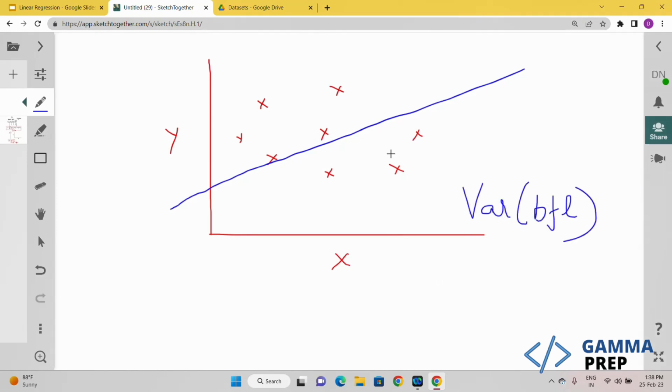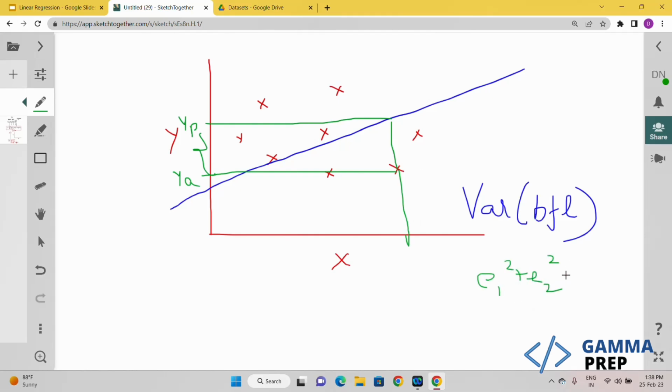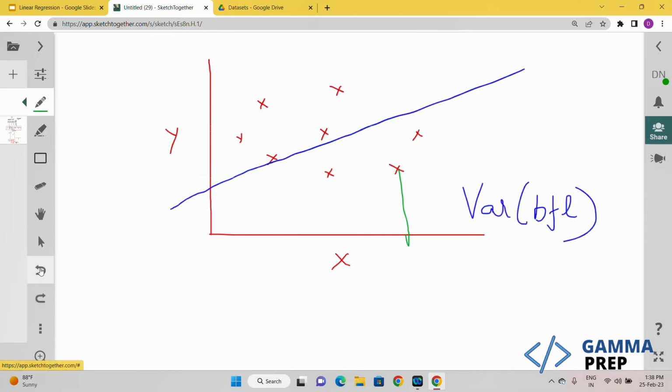So what is the variance about the best fit line? The variance means basically the error terms. You just square the error terms. So if you see this point, the y actual is this, whereas the y predicted is going to be this. So this is the error. So you square up all the errors. You find all the errors and you square them up for all the points, and that's going to give you the variance about the best fit line. So what is variance about the best fit line? It's the sum of the square of the errors for all the testing points.